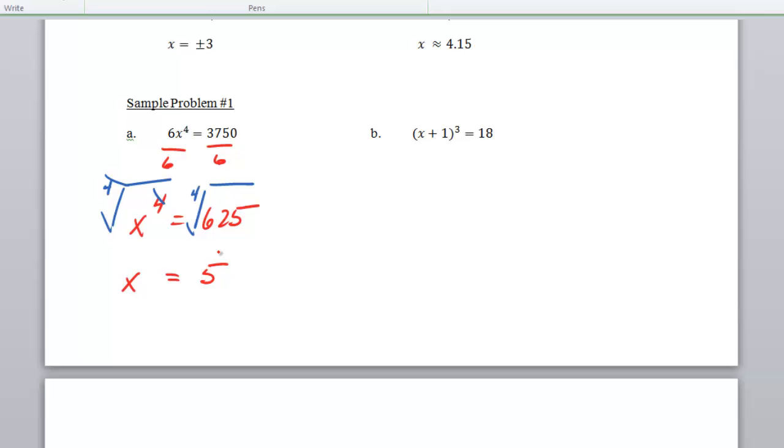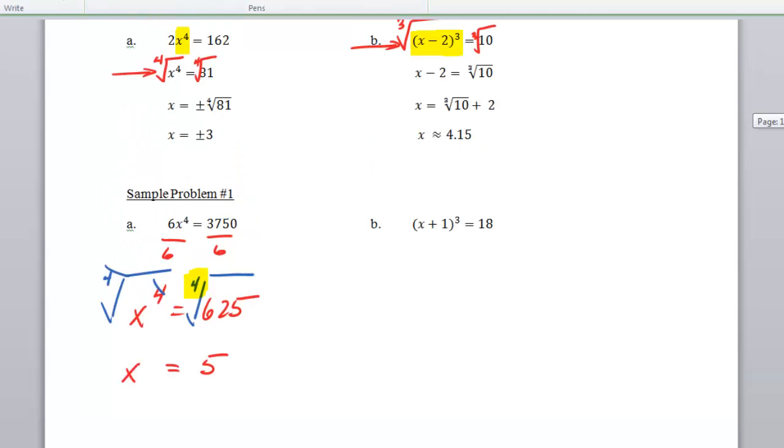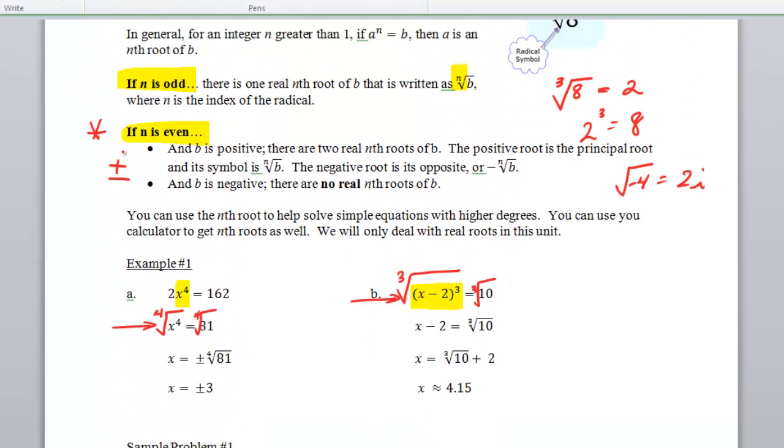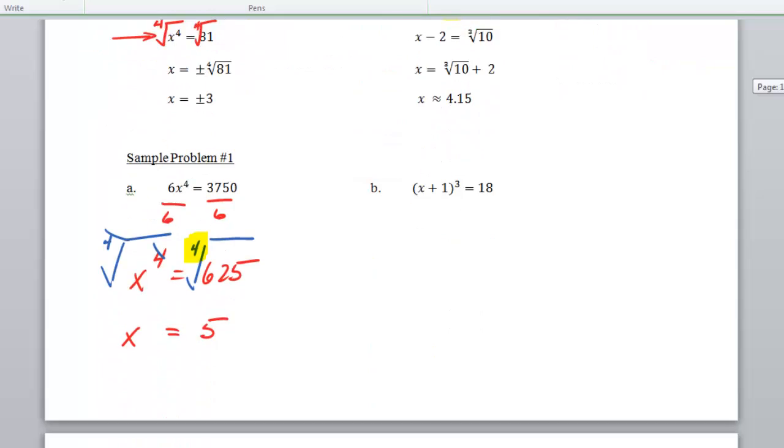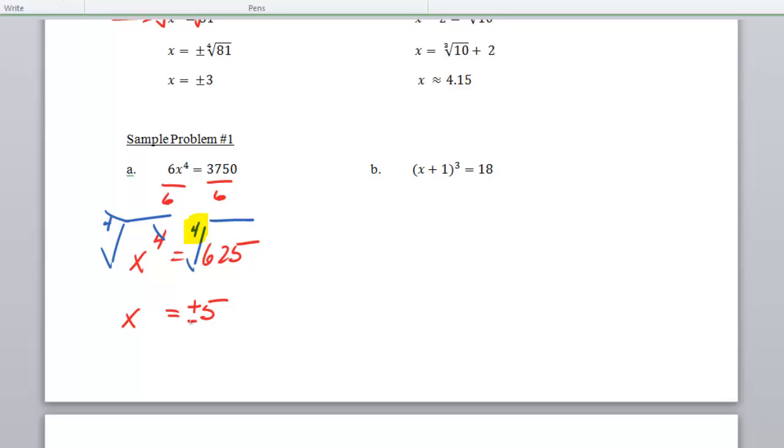Now, the next thing that we need to be concerned with is this. Were we dealing with an even or odd root? In this case, it was an even root of 4, so that means we would go back up here, and that's where our n value is even, our root value is even, so it's going to be a plus or minus 5. So our final answer would be x equals plus or minus 5. Alright, let's take a look at B.